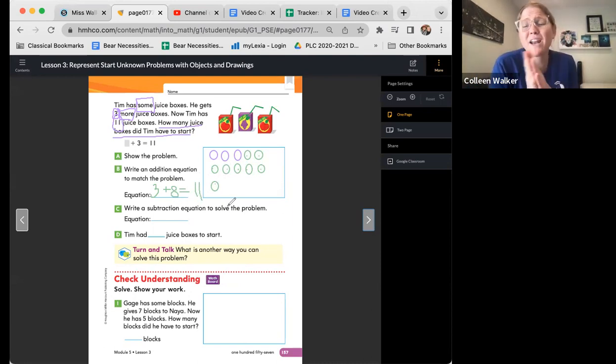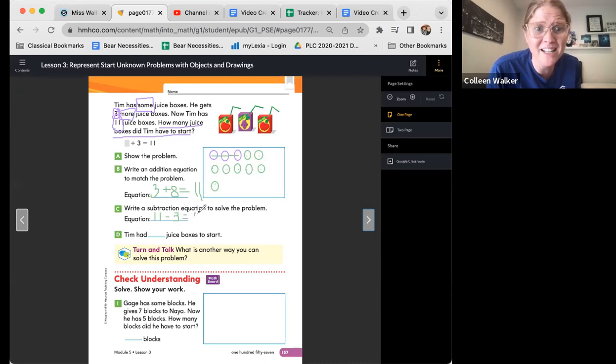Now we need to write a subtraction equation to solve it. So whenever we write subtraction equations, remember we're always starting with the greatest number. So what is the greatest number? How many did he have at the end? Yes, he had 11. That's correct. So we're starting with 11 and we are going to take away 3. So we take away 3. How many do we have left? 1, 2, 3, 4, 5, 6, 7, 8.